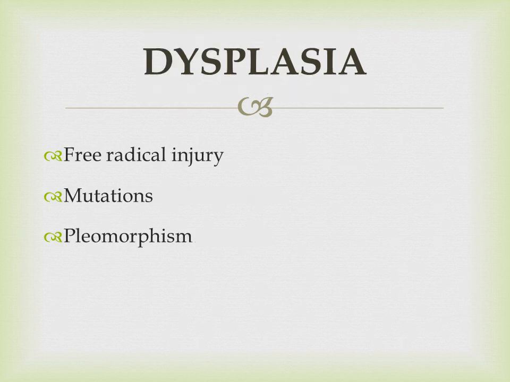Dysplasia can occur especially due to free radical injury, and can ultimately cause various mutations. And when mutations occur, it can result in pleomorphism of the cells. There occur variations in the epithelial size and shape, hyperchromasia, and nuclear enlargement.